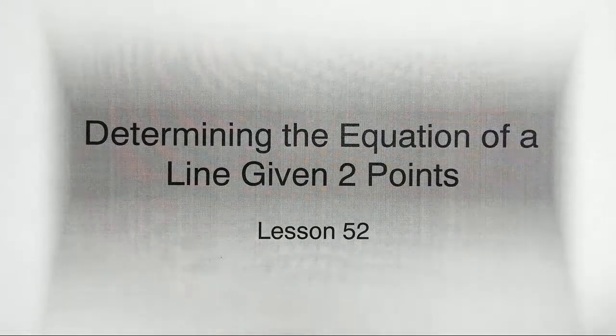This video is about determining the equation of a line given 2 points, and it's lesson 52 in your book. Before, we've talked about determining the equation of a line when we're given the slope and the y-intercept. We use slope-intercept form, y equals mx plus b, and we just plug in our slope for m and our y-intercept for b.